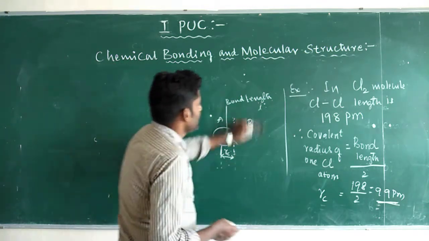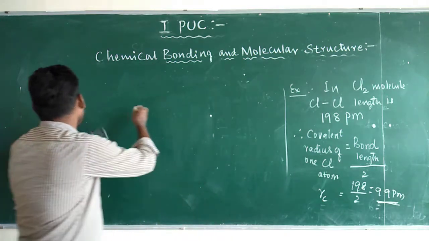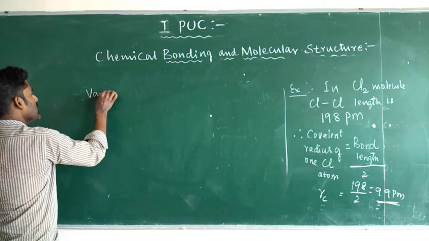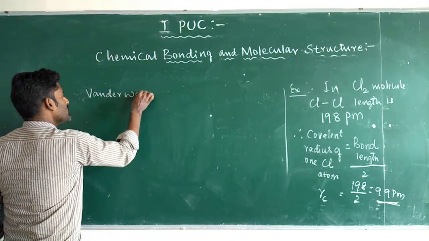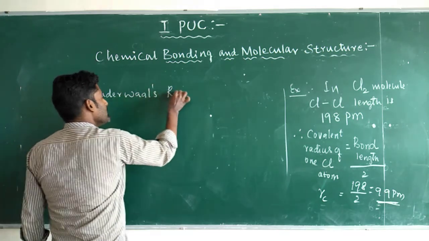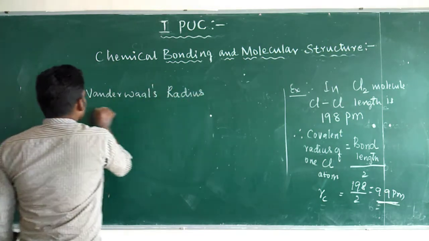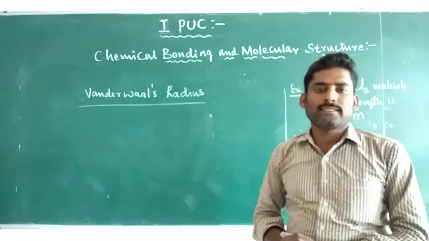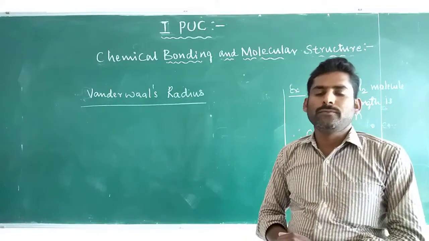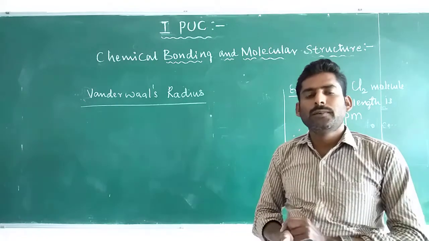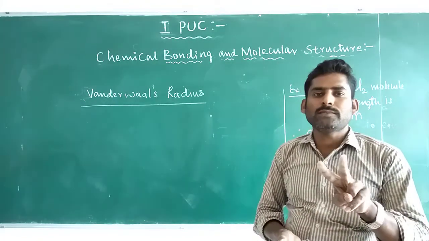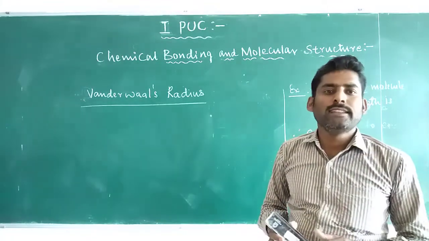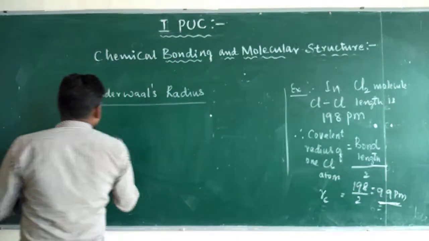Okay, next. Van der Waals radius. So Van der Waals radius is nothing but half of the distance between the two similar atoms of different neighboring molecules in a solid. That is called the Van der Waals radius.